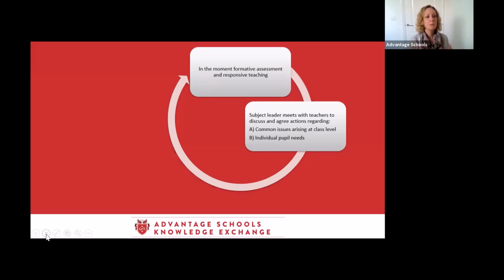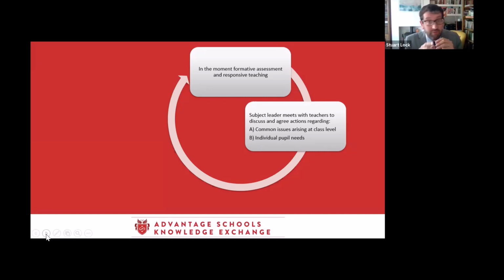And then the subject leader would meet with all of their teachers to discuss and agree actions, trying to pull out what the common issues arising at class level are. If you're in a primary across a couple of classrooms, are there common issues that pupils are struggling with? In a larger school, you would have far more classes to pull out those common issues.